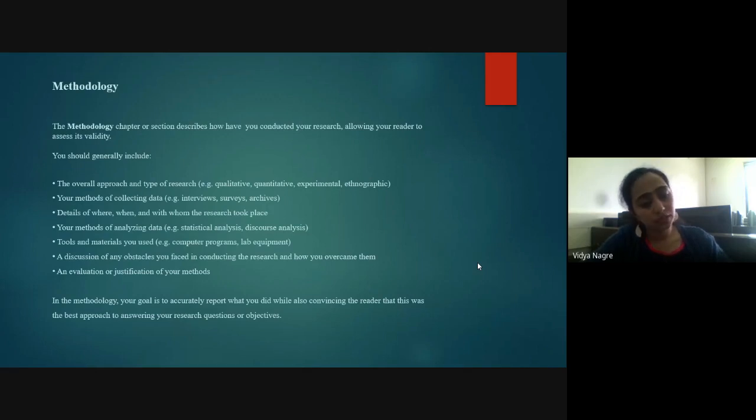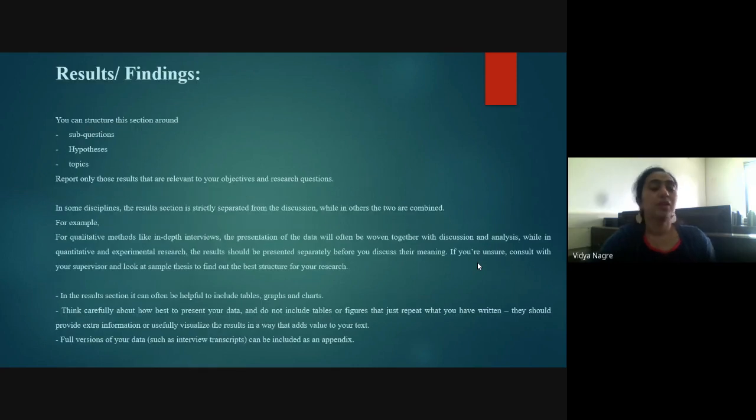Then there should be a discussion of any obstacle you faced in conducting the research and how you overcame them. And then evaluation or justification of your methods.